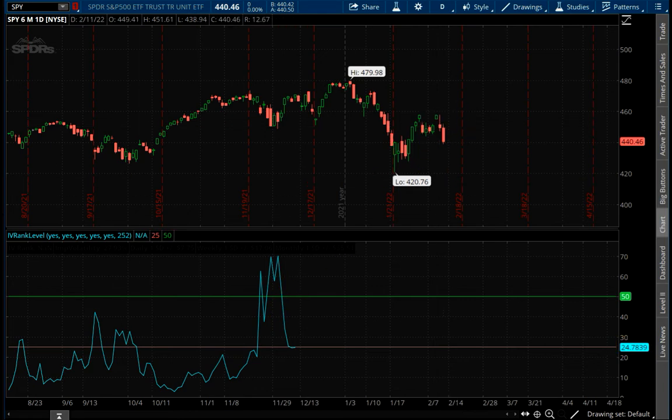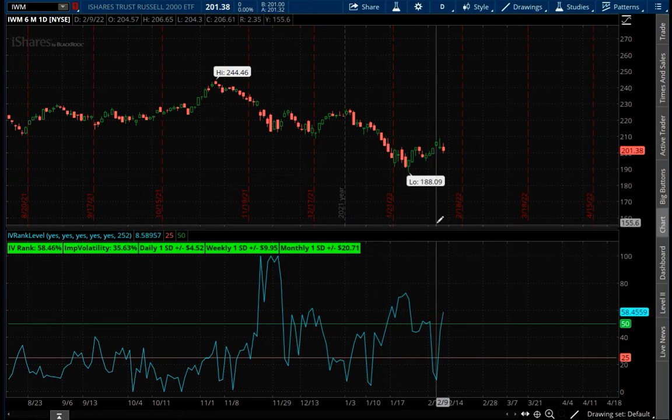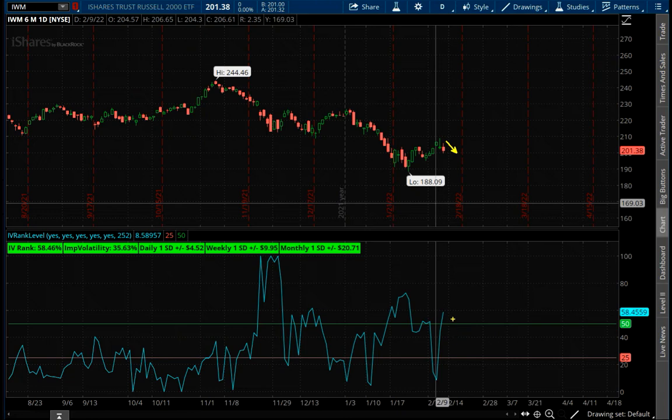But if we go to the Russell, different story. We can see this took a small dive compared to the S&P 500, but volatility spiked a lot higher. This is up at 58.